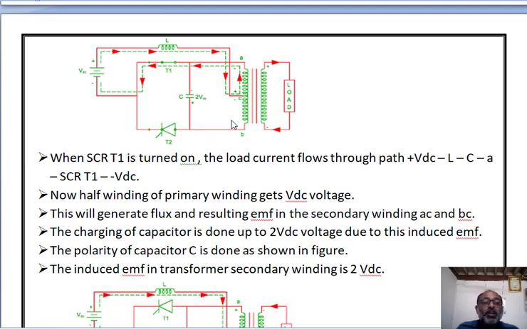Now due to this, the induced EMF in the secondary winding is 2 VDC. So this is the 2 VDC voltage available across the load.